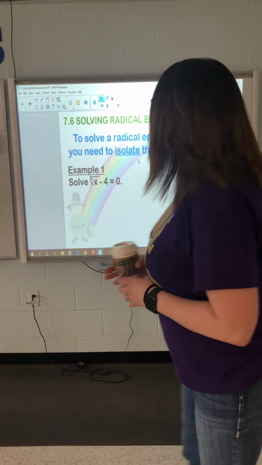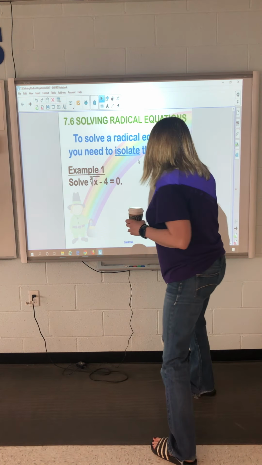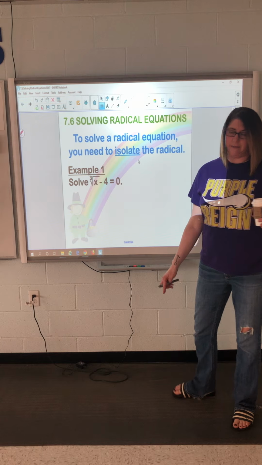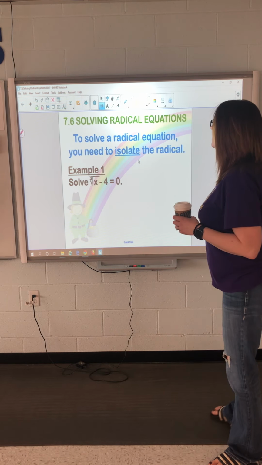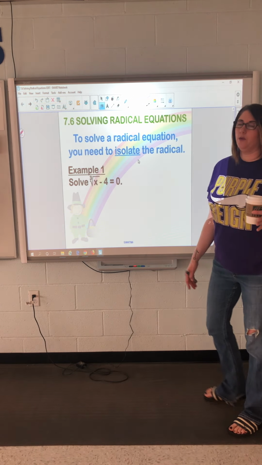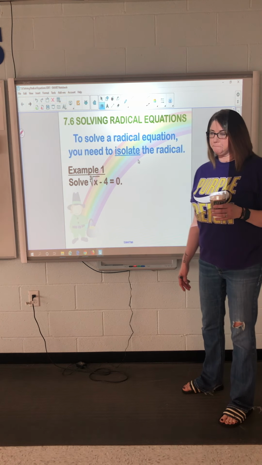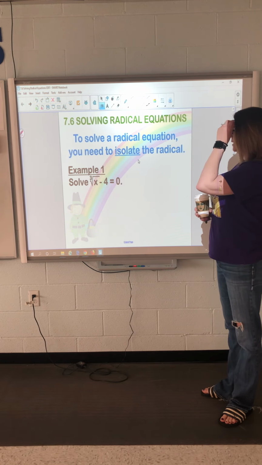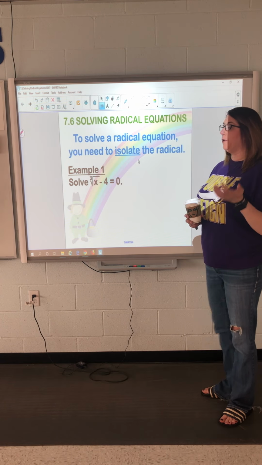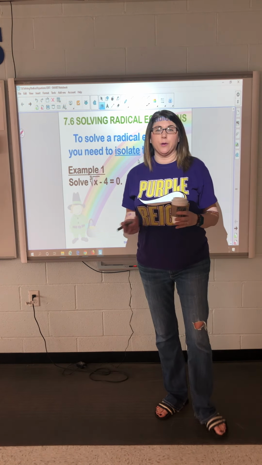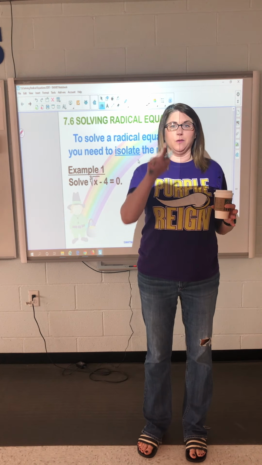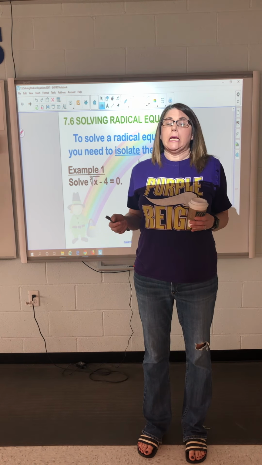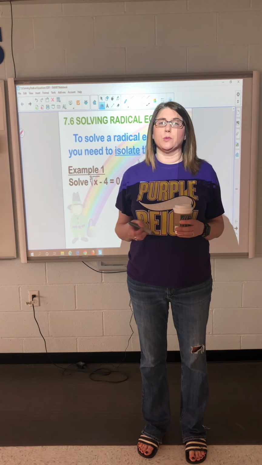Let's get started with the next section. We are still in chapter 7. We are in section 7.6, and we're going to be solving radical equations today. It says to solve a radical equation, you need to isolate the radical. Now remember, a radical means that you've got the little radical sign. Sometimes though, we don't see those radical signs.